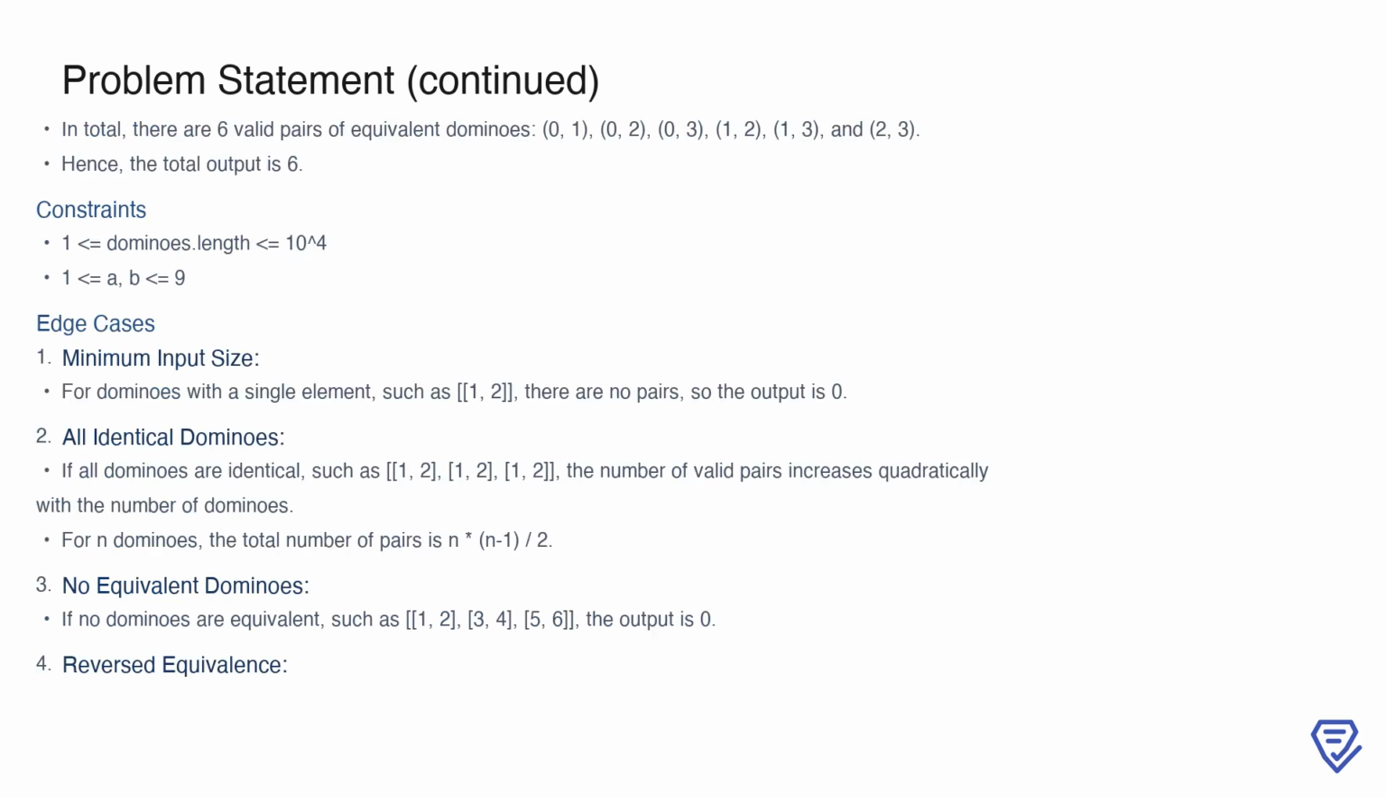To break down the second example further, there are 6 valid pairs of equivalent dominoes: 0, 1, 0, 2, 0, 3, 1, 2, 1, 3, and 2, 3. This is why the total output is 6.